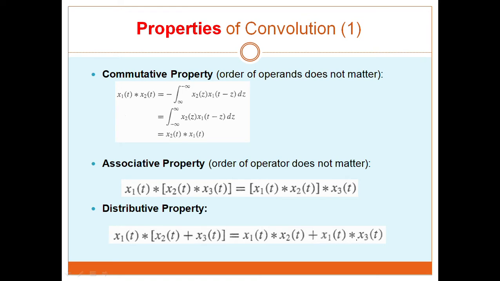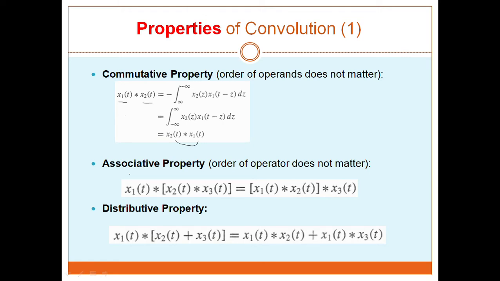Next we learn about the properties of convolution. Because we will deal with these two functions most of the time, we want to know the properties. The first one is the commutative property. If you have two signals, x1(t) and x2(t), the operand order doesn't matter. That means if we swap the second signal with the first signal, the result will be the same.